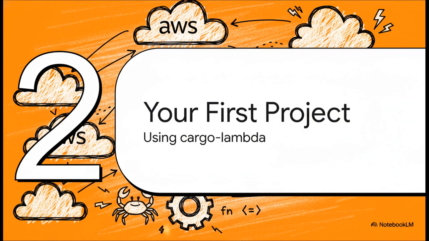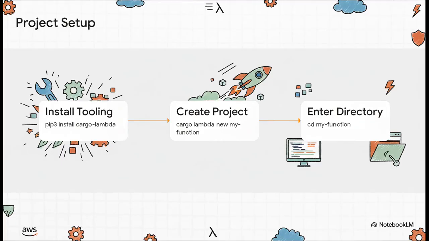All right, with that in mind, let's actually build something. We're going to use this amazing command line tool called Cargo Lambda. It makes the whole process, creating, building, deploying, just incredibly smooth. Getting your project set up is just dead simple. First, you install the Cargo Lambda tool. Then, you run one command, cargo lambda new, and it scaffolds out a whole new project for you. All the boilerplate is just done. Finally, you just cd into that new directory and you are ready to start writing code.